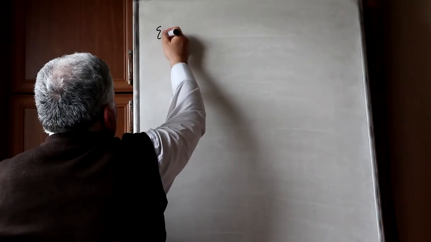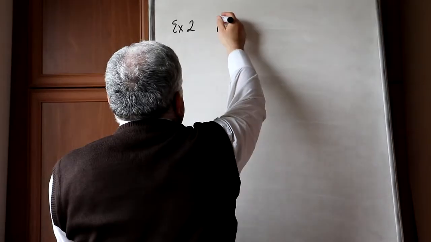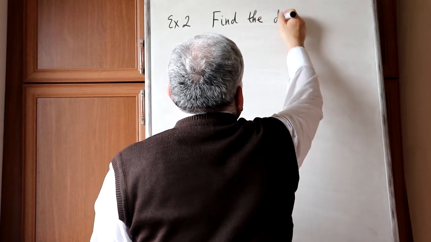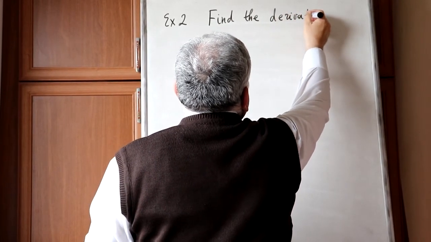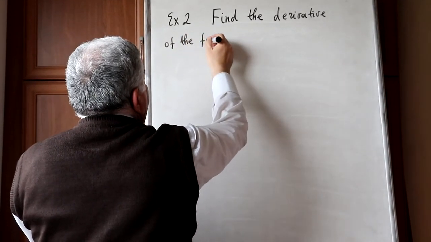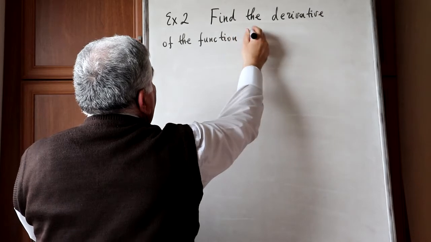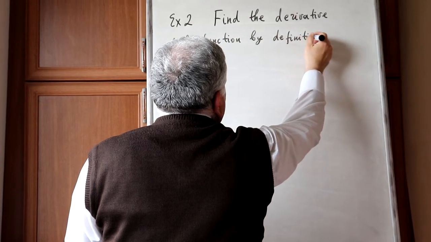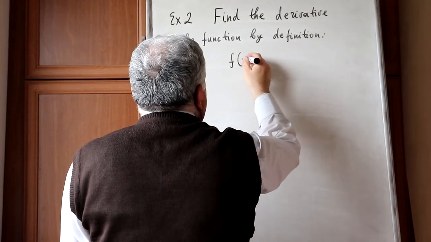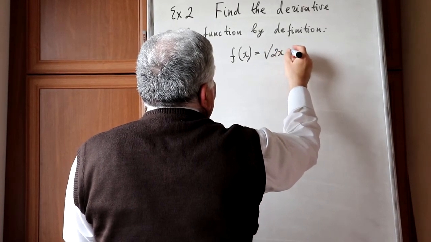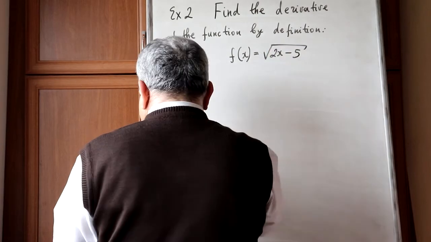Then go to the second example. Example 2. Find the derivative of the function by definition. f of x is the square root of 2x minus 5. Solution.